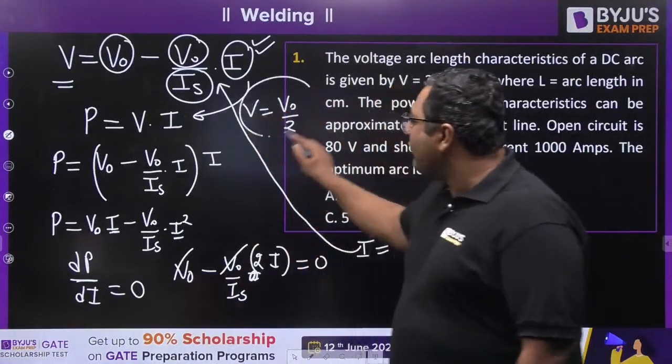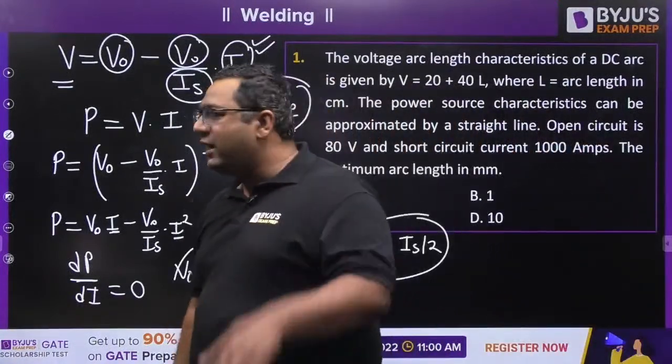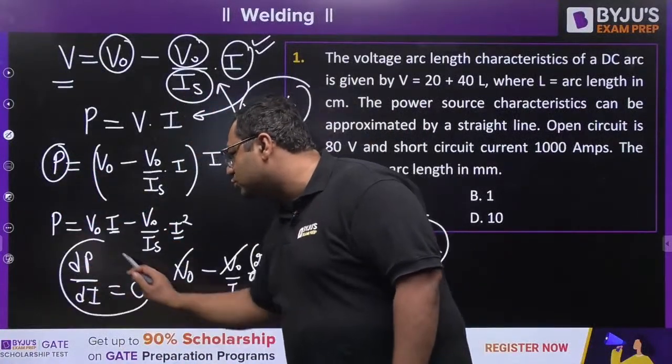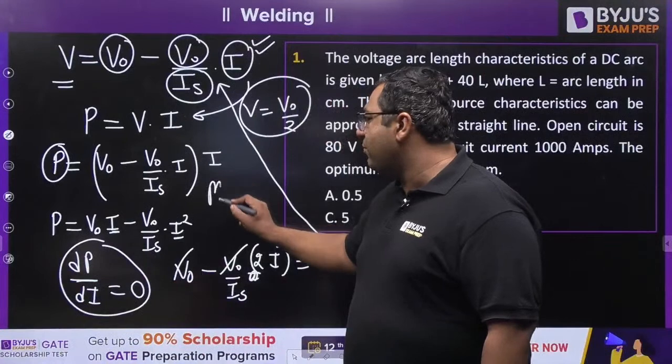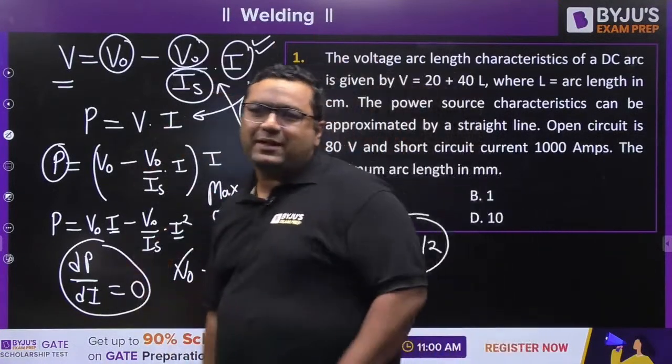You are getting V as V naught by 2, I as IS by 2, based on one condition where you are going to maximize the power, because you have kept dP by dI equals to 0. So these are the conditions for maximizing or optimizing the power. This is the general concept I have discussed.